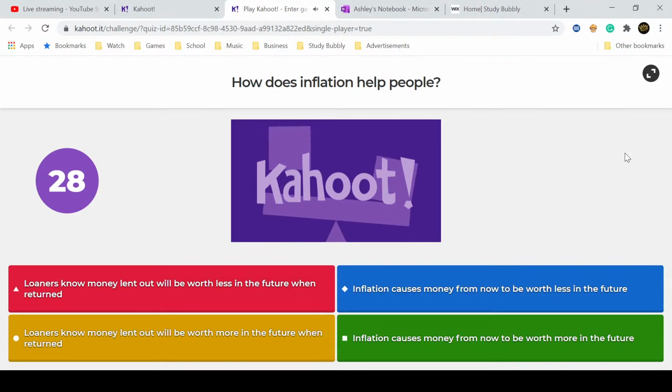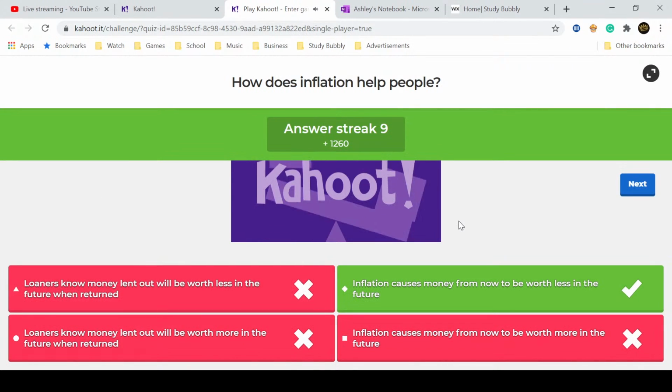How does inflation help people? So, basically, inflation can help people. I know inflation sounds like a scary thing, but basically, inflation makes money now worth more than money in the future, and I know that kind of sounds bad, but when you think about it, it basically means you have more spending power now than you would in the future, if that makes sense. Lenders are hurt because in the future when they get money back, it's not as much as they originally loaned because it's worth less.